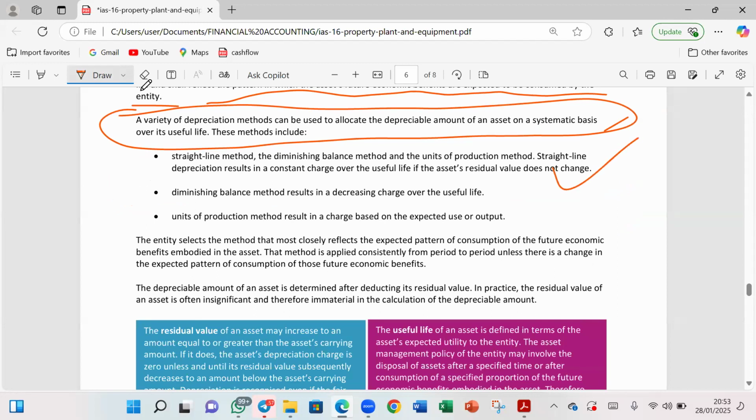This is the most common method. The diminishing method is also a common method. And then the unit of production method, which is not as common. Now, the diminishing method is also called the reducing balance method. So if you see in an exam the words reducing balance, or reducing method, that is another name for it.